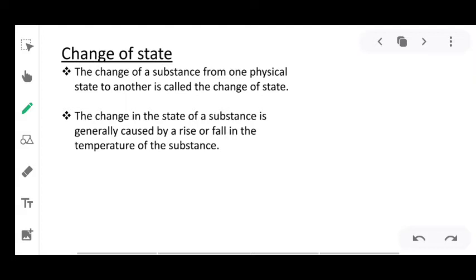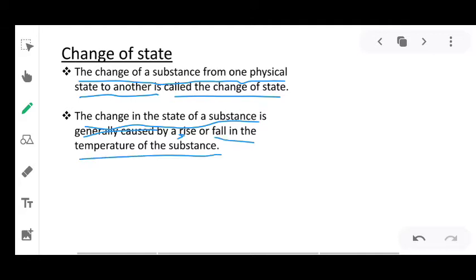Next, change of state. The change of a substance from one physical state to another is called change of state, for example gas to solid to liquid. The change in the state of a substance is generally caused by a rise or fall in the temperature of the substance. When the temperature of a substance increases or decreases, it can change the state of the substance.